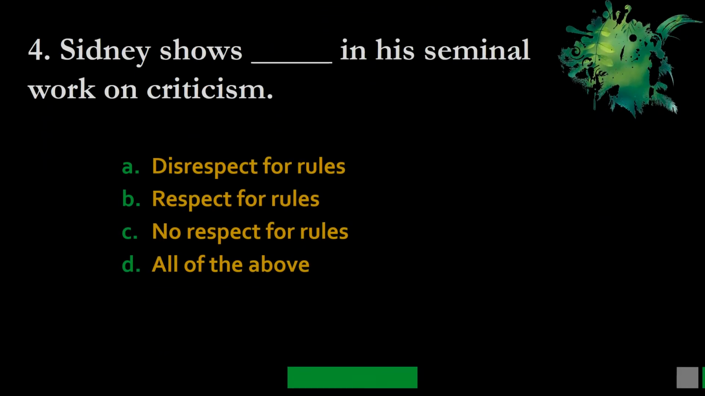Question number 4. Sidney shows dash in his seminal work on criticism. So what did Sidney show? We have options: A. Disrespect for rules, B. Respect for rules, C. No respect for rules, and D. All of the above. Please note down your option, and the correct option is B, respect for rules. So Sidney highly shows respect for classical rules.